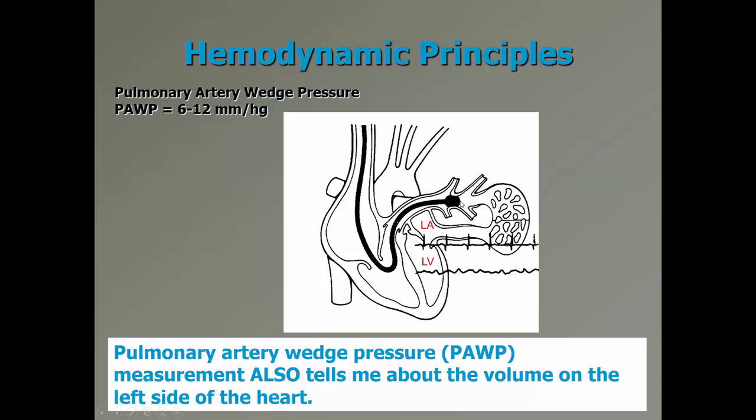But the very tip of the catheter has a hole, and because there's a hole, I can now measure the pulmonary artery wedge pressure. Look at the pulmonary artery wedge pressure value, 6 to 12. Well, what does this pressure tell me about? It tells me about the volume on the left side.